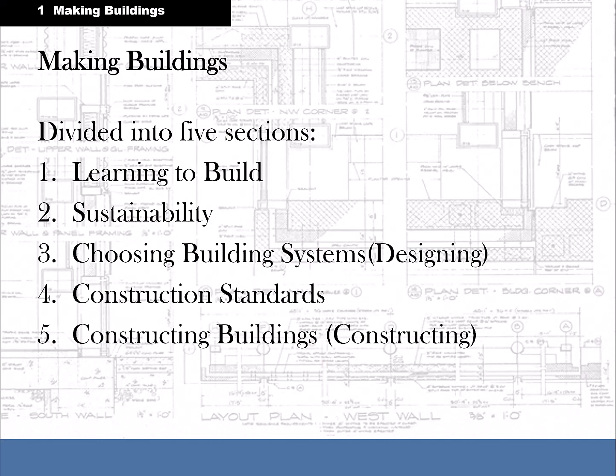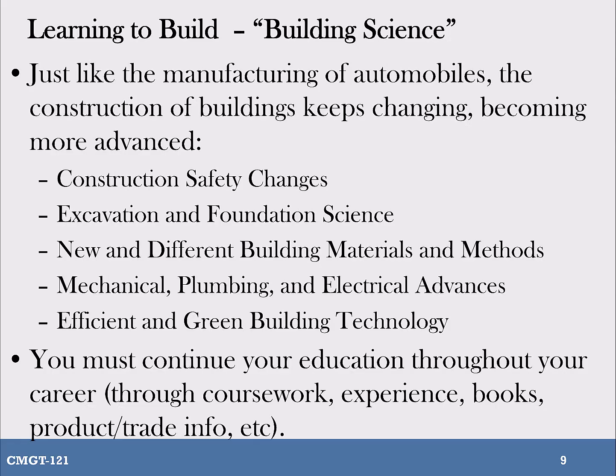So we're looking at dividing this up into about 5 basic sections, and some of them are more important than others for what we're doing. Learning to build is the first section. Then we look a little bit at sustainability. That's becoming more and more important in building. And then using different building systems, choosing them, some of the construction standards, particularly the building codes, and a few other things like that.